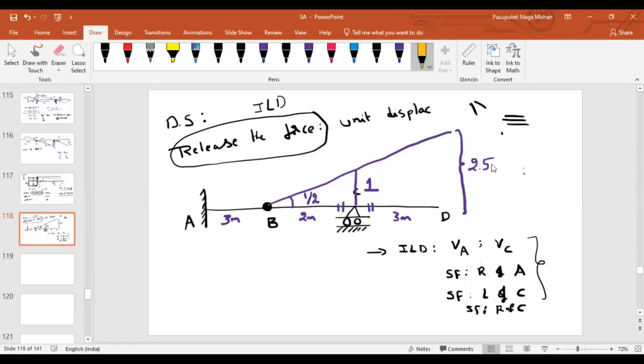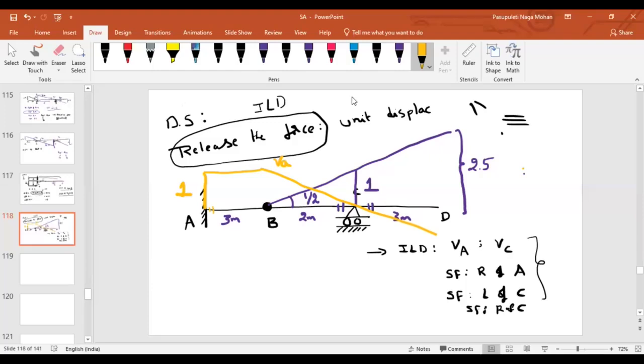Let me draw here the reaction for A. If I move it to unit displacement 1, as it is a fixed support, the rotation will be 0, isn't it? If the rotation is 0, this remains horizontal. If this is horizontal, then what will happen? The part AB itself will move out, and this will be your ILD for VA.